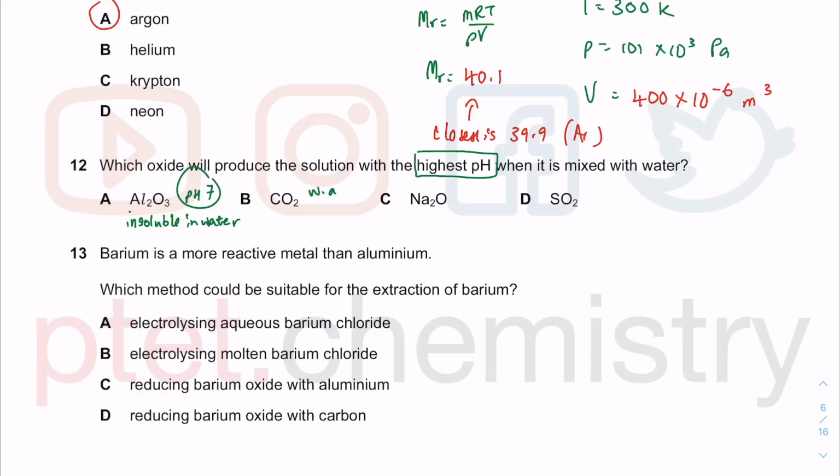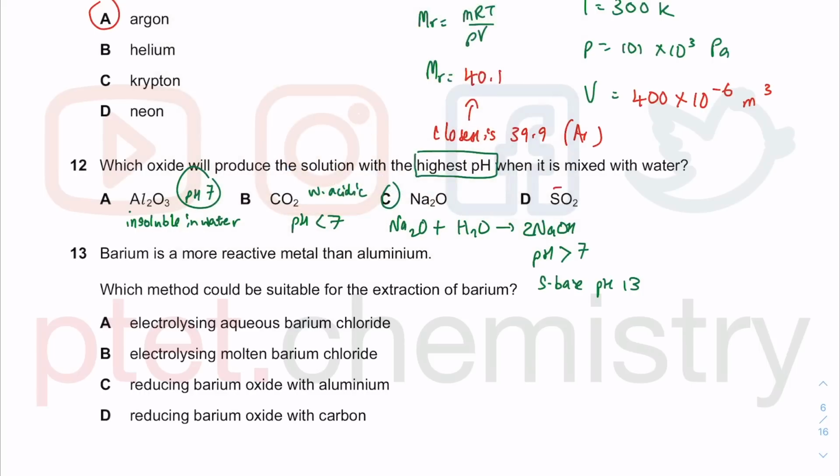CO2 is a weakly acidic oxide. Okay, so this one is going to be below 7. Na2O is going to be basic. When you react with water, you get NaOH. So 2 of that to balance your equation. This is strongly alkaline. Strong base is around pH 13. I'm pretty sure C is the correct answer.